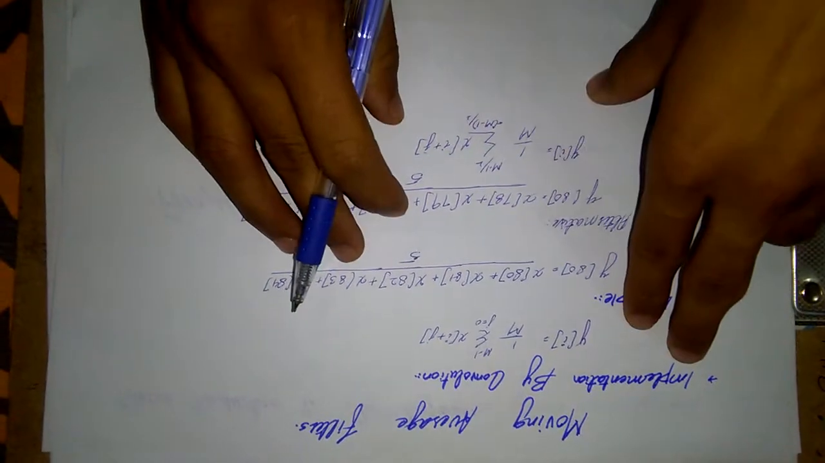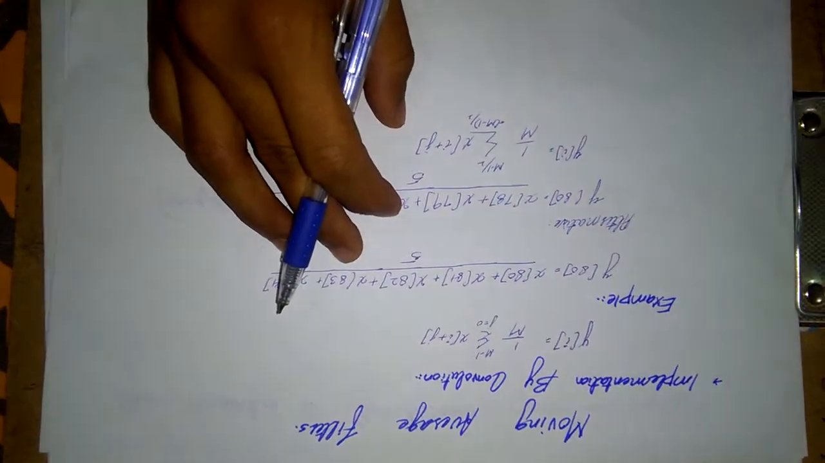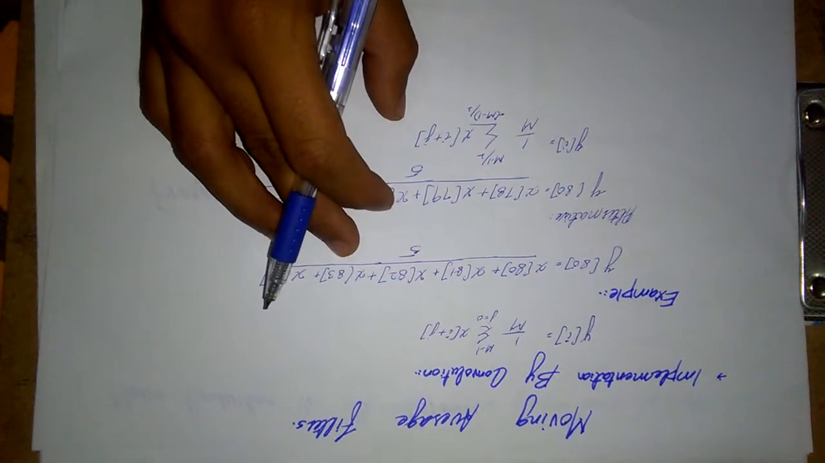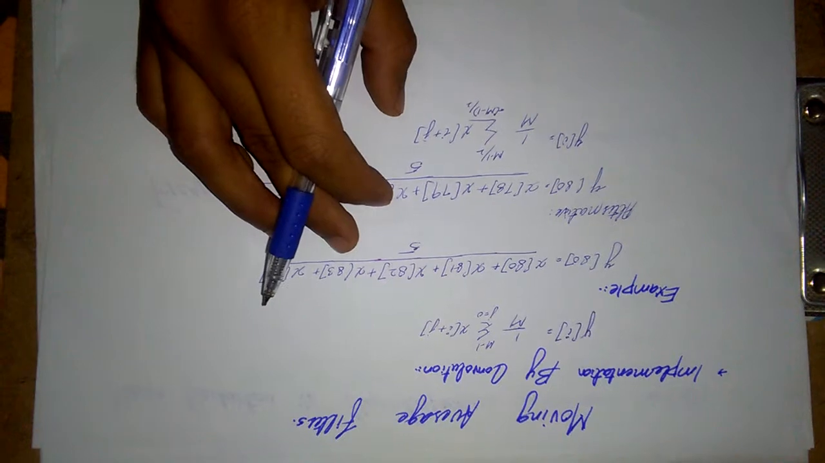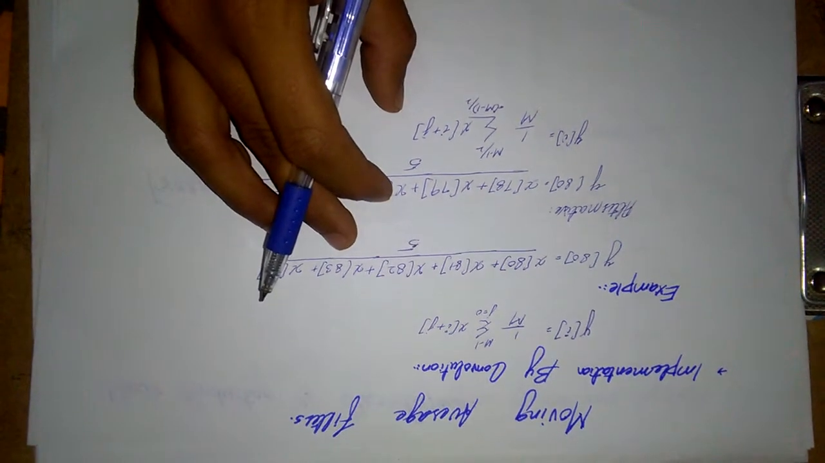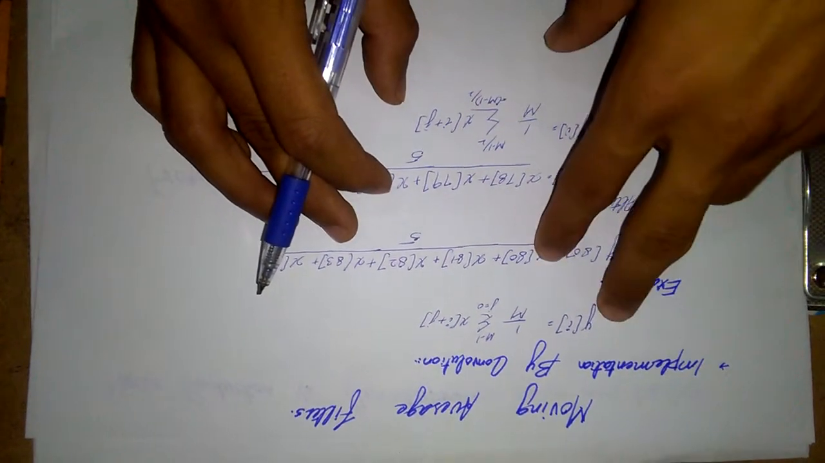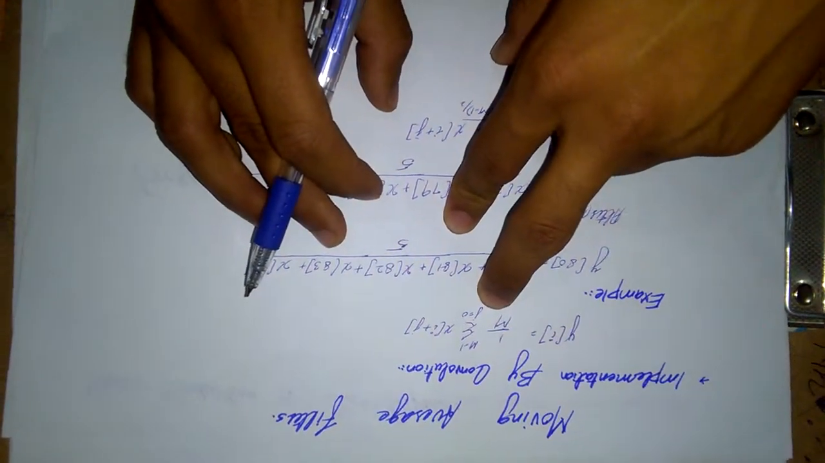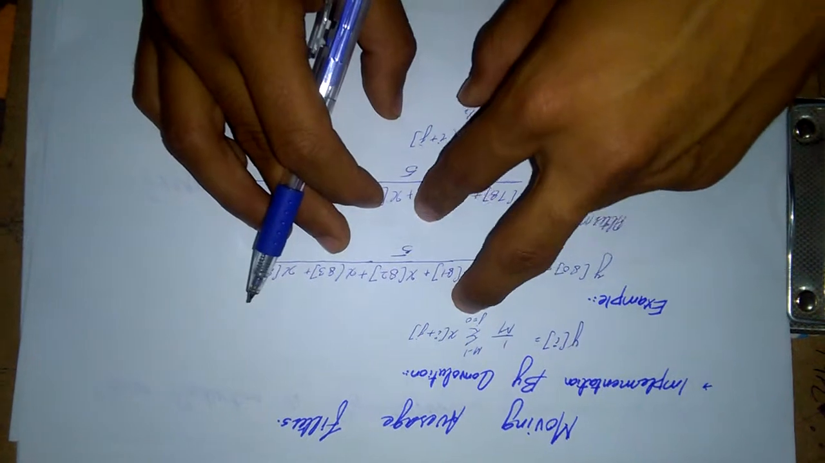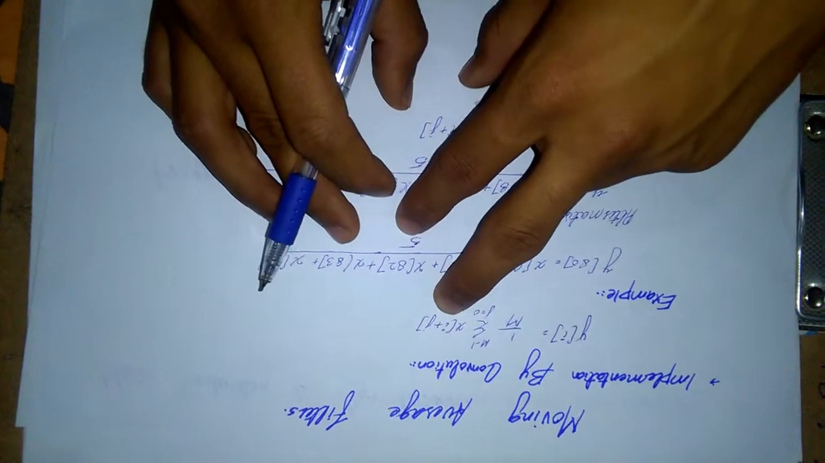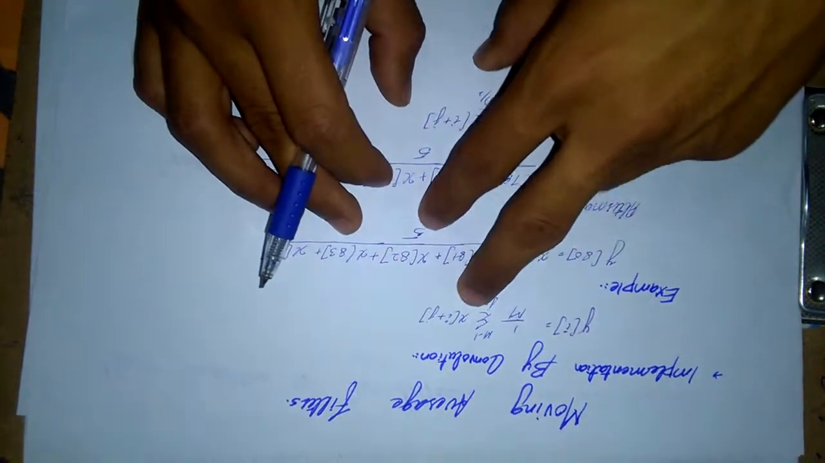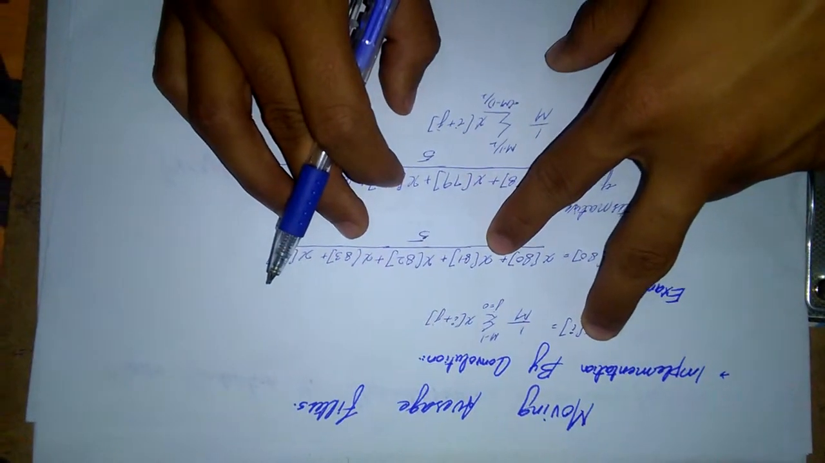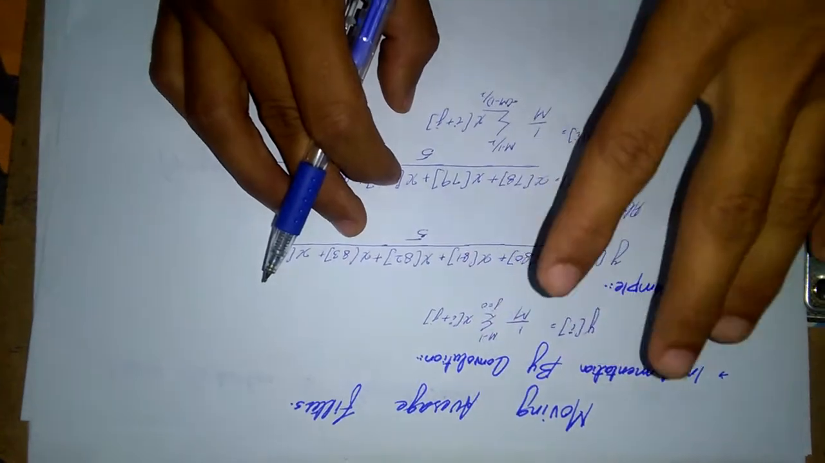Now, implementation by convolution. The moving average filter operates by averaging a number of points from the input signal to produce each point in the output signal. In equation form, it is written as y[i] = (1/M) summation j equal to 0 to M minus 1 of x[i+j], where x is the input signal, y is the output signal, and M is the number of points in the average.